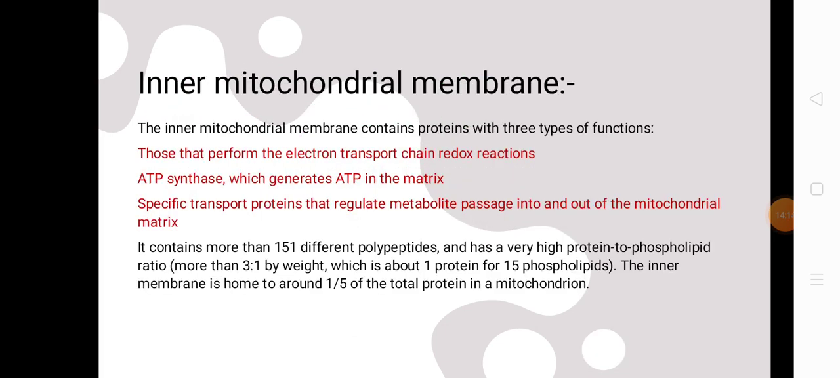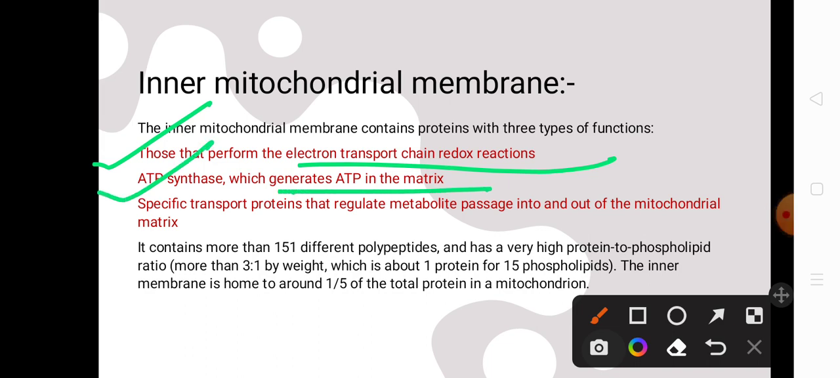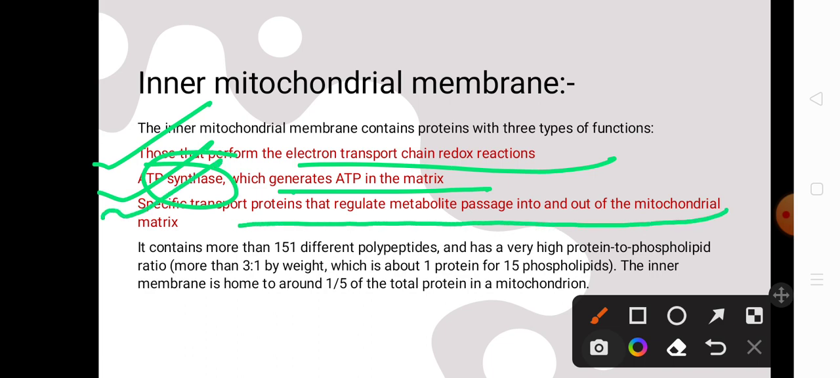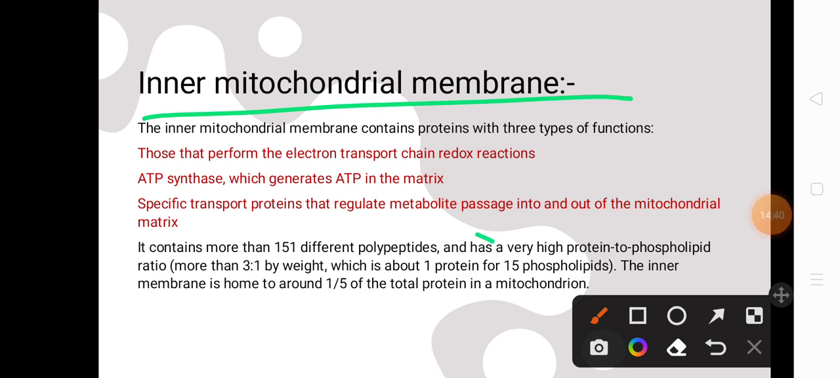Now let's move to the inner mitochondrial membrane. The inner mitochondrial membrane has various types of proteins that are responsible for electron transport chain redox reactions. ATP synthase is present, which is responsible for ATP production in the matrix, and specific transport proteins that regulate metabolite passage into and out of the mitochondrial matrix. Okay, I have also told you that the inner mitochondrial membrane has a higher proportion of polypeptides, right?